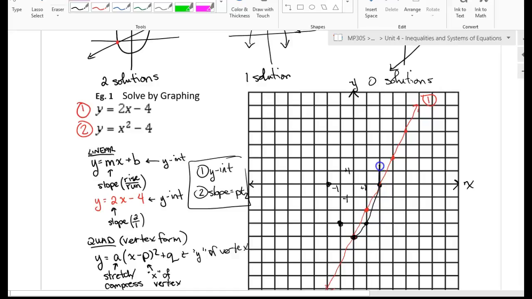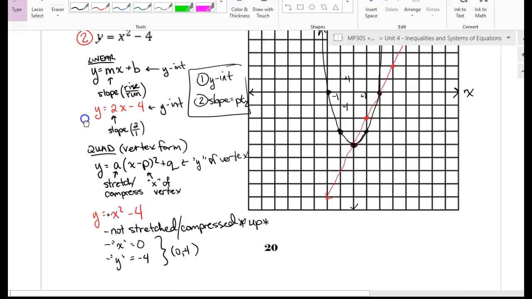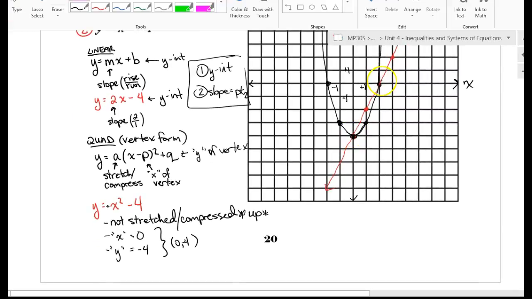Here I'm going to draw in my parabola a little bit. Make sure it's nice and curved here. And I can see I've got 2 points where my line is crossing my equation. So my solutions, I'm going to have 2, are going to be both of those points. So option 1 is at (0, -4). Option 2 is at (2, 0).